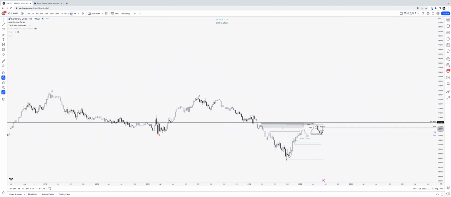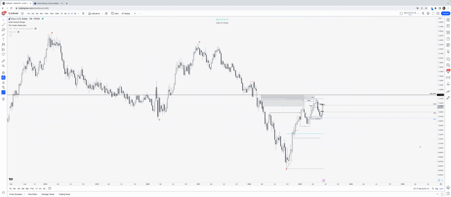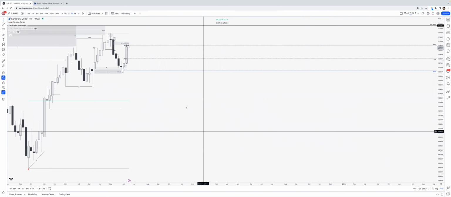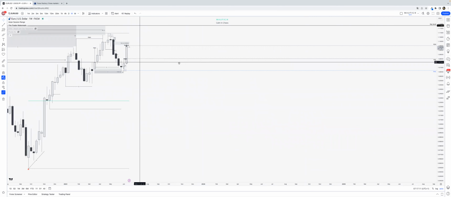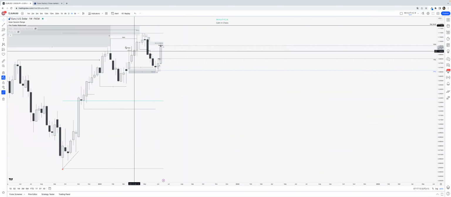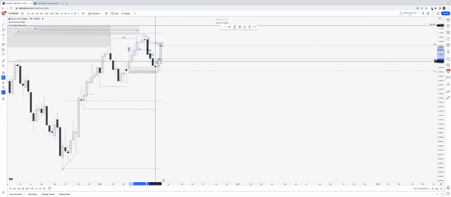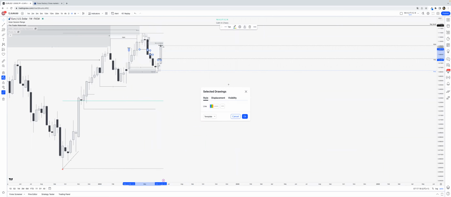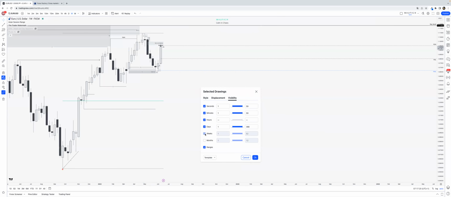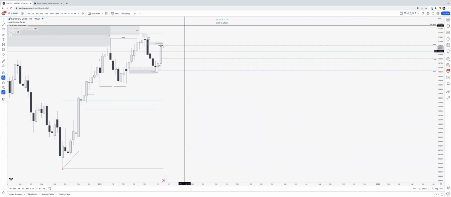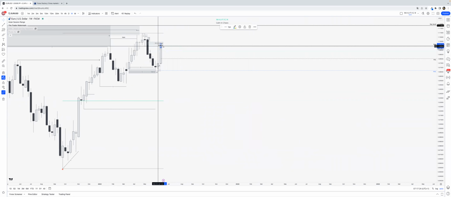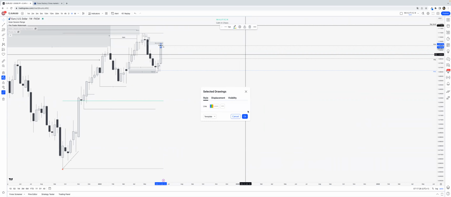Now going to the weekly. Last week already took out previous weekly highs. So what we can see over here, let me just clean it up bit by bit. There we go.